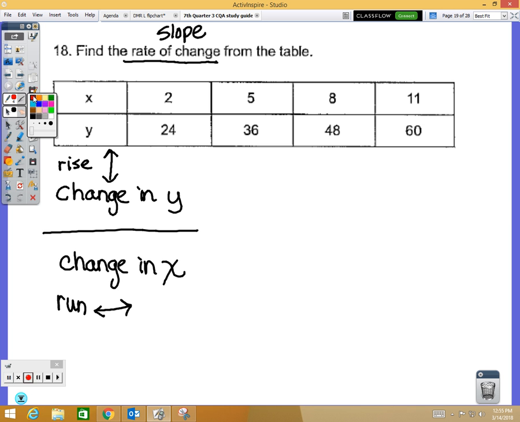They change by how much on the y's? It goes up 12. 24 to 36 is up 12. 36 to 48 is up 12. 48 to 60 is up 12. That's just finding a pattern, correct?